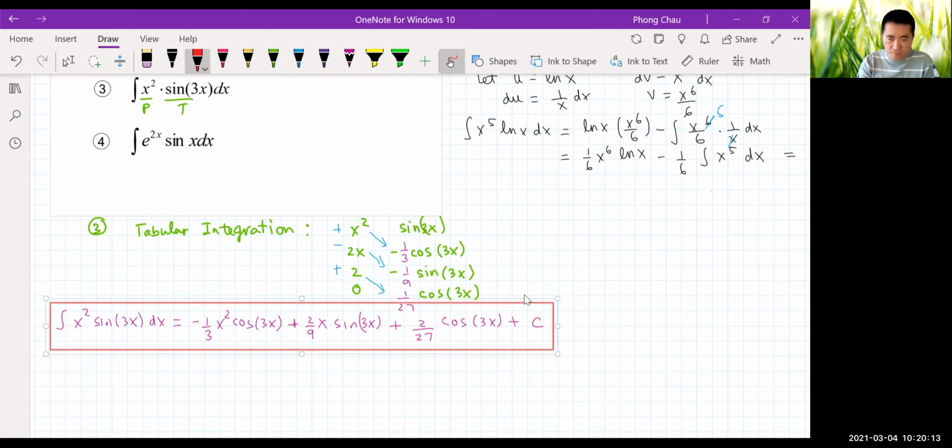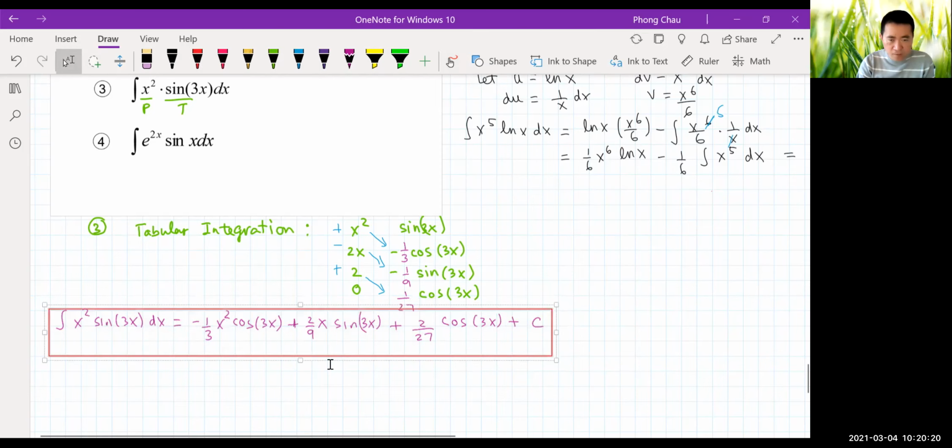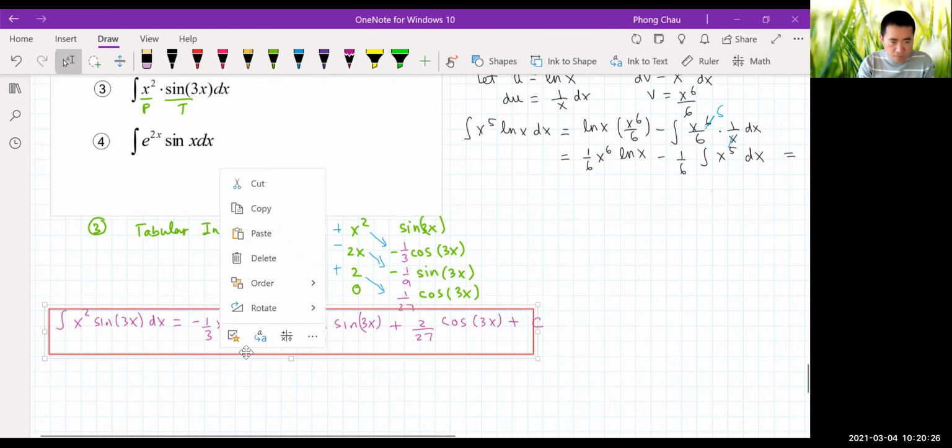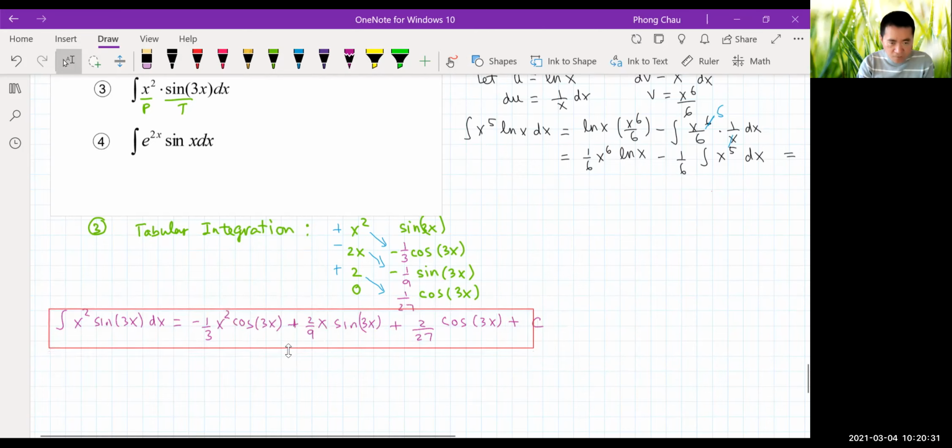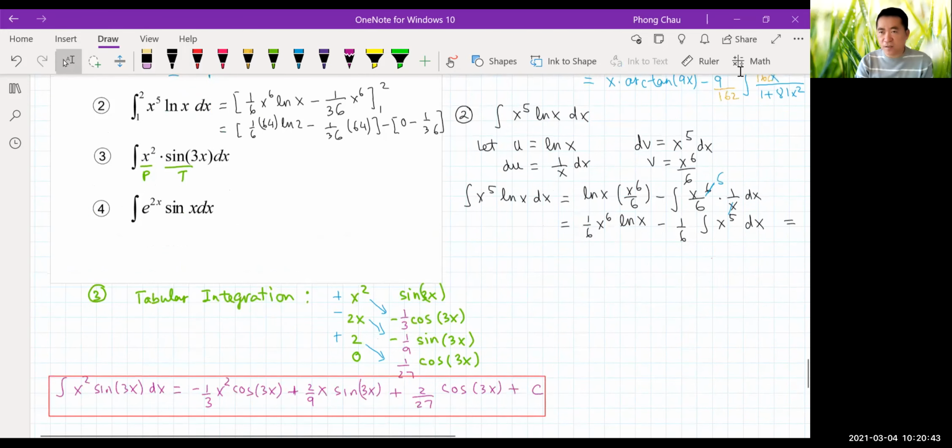Okay. I'll skip the last one, number 4 here. For you, it's an exercise. Number 4 is similar to number 4 up here. All right, that finishes 8.1.